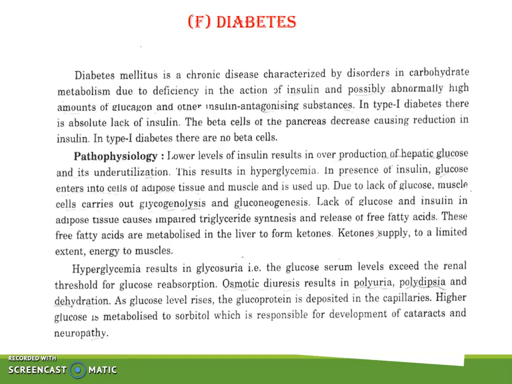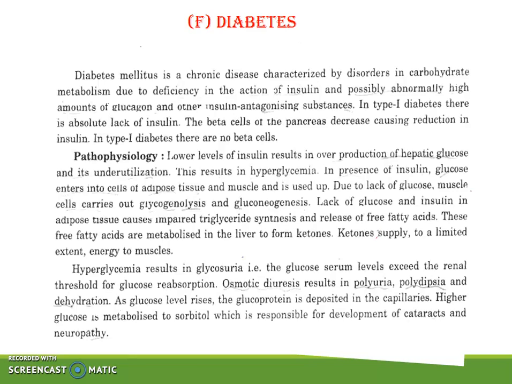Pathophysiology: lower levels of insulin result in overproduction of hepatic glucose and its underutilization. This results in hyperglycemia, and in the presence of insulin, glucose enters the cell, adipose tissue and muscle and is used up. Due to the lack of glucose, muscle cells carry out glycogenolysis and gluconeogenesis. Lack of glucose and insulin in adipose tissue causes impaired triglyceride synthesis and release of free fatty acids. These free fatty acids are metabolized in the liver to form ketones, and ketones supply, to a limited extent, energy to muscles.